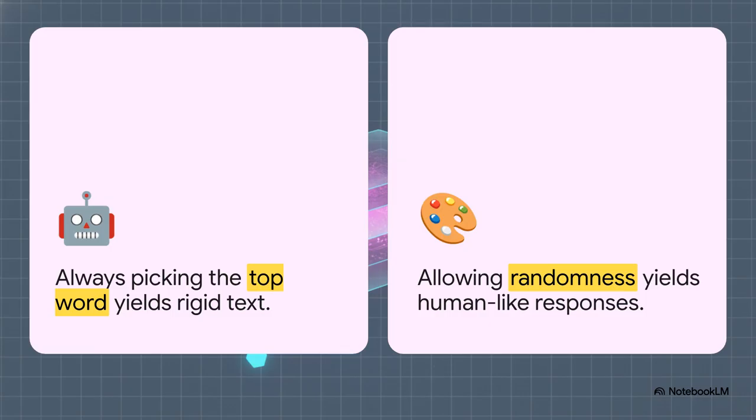Think about it. If the model rigidly picked the absolute highest probability word every single time, the text would be incredibly flat, repetitive, boring. It just wouldn't sound human. So to get that flowing, creative, human-like response, the system has to occasionally be allowed to pick lower-ranked words at random. Injecting that tiny bit of unpredictability, that is exactly what introduces the spark of creativity.